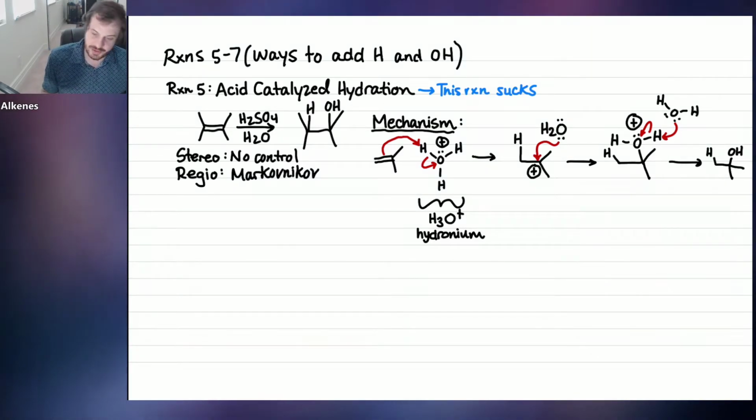Okay. And there's our final product. It's the alcohol, where the OH group gets added to the more substituted side of the alkene, and the H goes on the less substituted side of the alkene. And notice what happens to this water molecule when it takes up a proton. It creates H3O+ again.